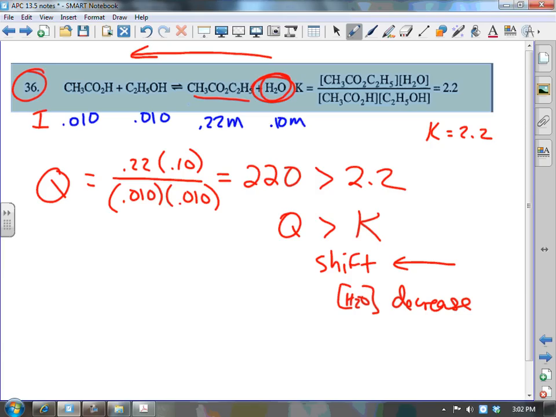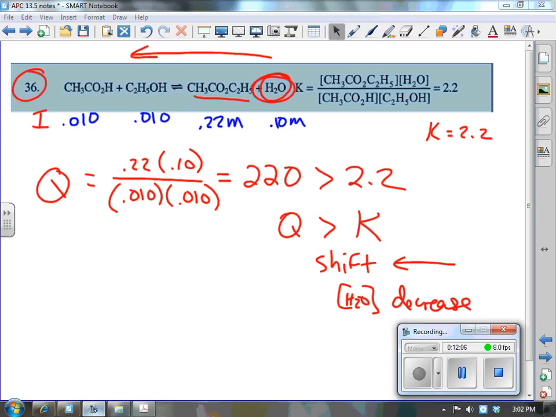Again, we're not asking for how much, so we can stop here. They just want to know what's our reference point in terms of whether it's going to gain or lose. Okay, so there's a couple examples dealing with solving for K and Q and being able to identify the shift. What I've got next is two problems dealing with an actual RICE calculation, where we need to figure out not only which way it shifts, but what are the final amounts. So I'll pause here, get set up, and then you can watch those.